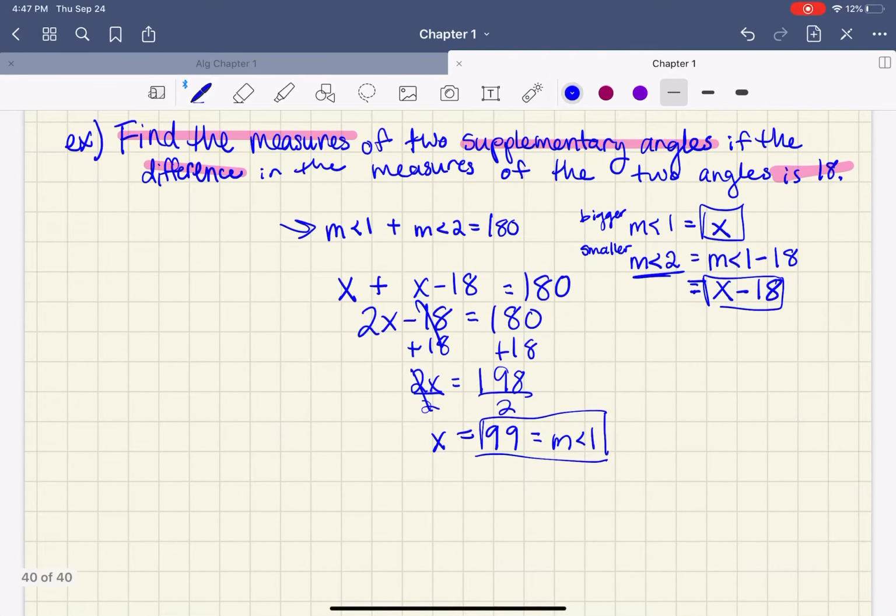Awesome. Not quite done because I need to find the measures of both of the angles. So all I need to do to find the measure of angle 2 is say, all right, well, 99 minus 18, what's that going to give me? And your answer is that it's going to give you 81. So that's the solution for angle 2. Perfect.